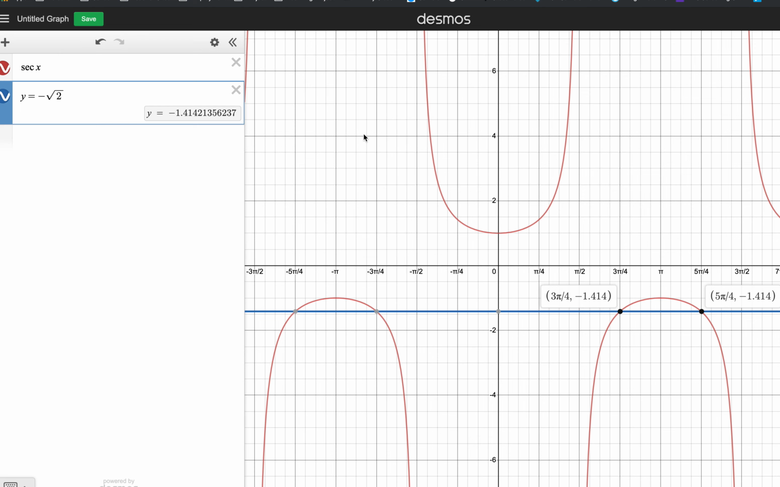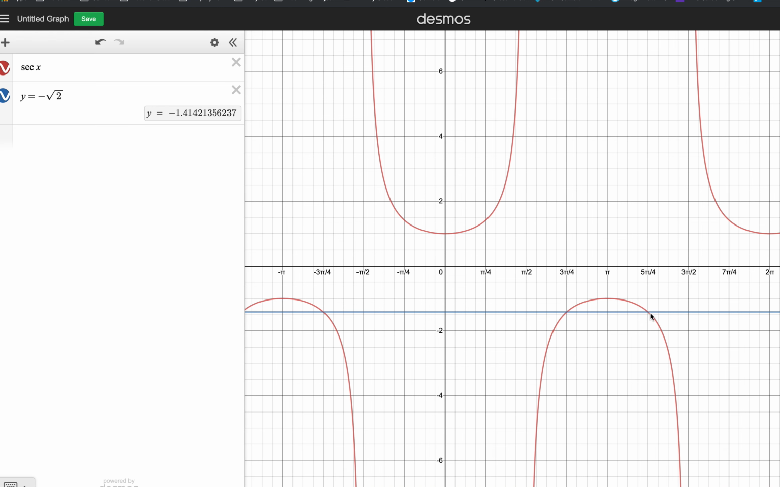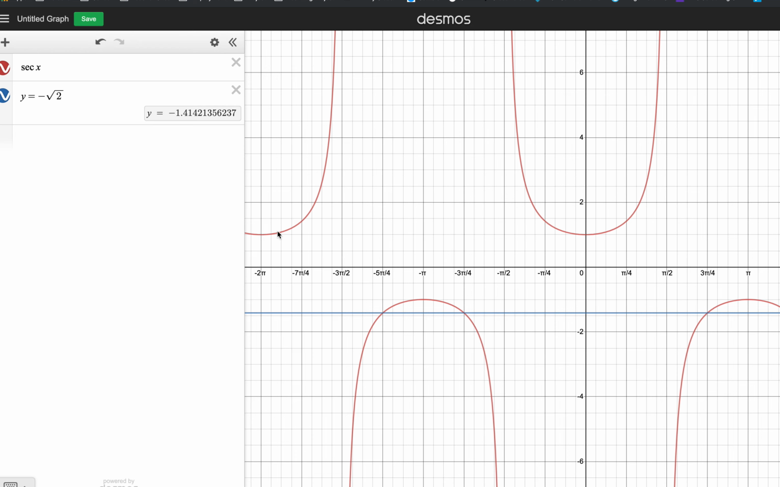Well, let's take a look. So, negative 5 pi over 4, 3 pi over 4. So, 2 pi is right here. So those two solutions, 5 pi over 4 and 3 pi over 4, work. And negative 2 pi is over here. So I've got two other solutions at negative 3 pi over 4 and negative 5 pi over 4.